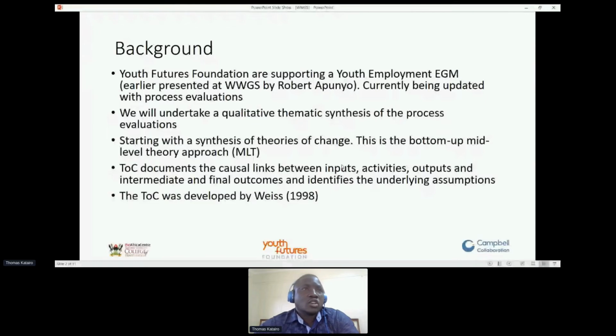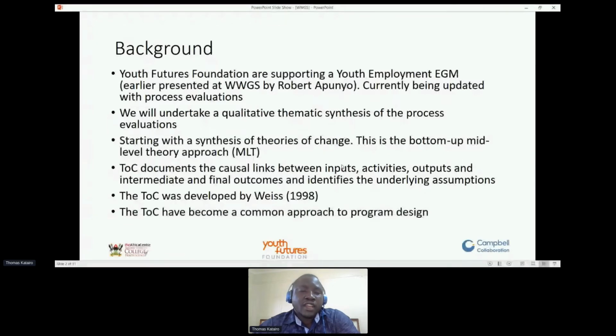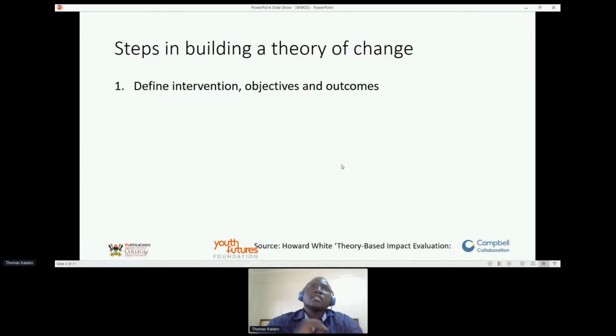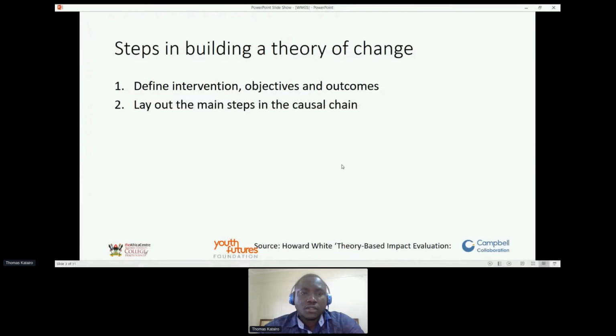Also, just to say, the theory of change was developed by Weiss in 1998. You're going to realize that this has become a common approach to most program designs. So there comes the question, what are the steps when you're building a theory of change? The first thing you need to do is really define your intervention. You need to know your objectives and your outcomes before you start coming up with a theory of change.